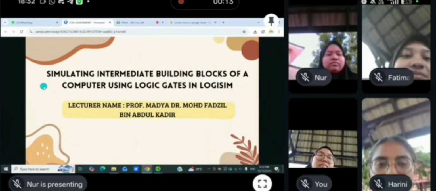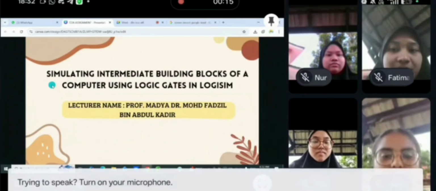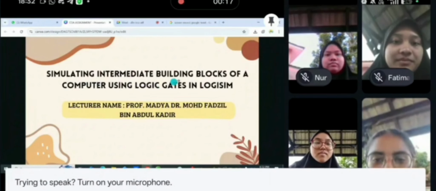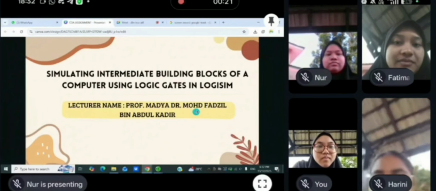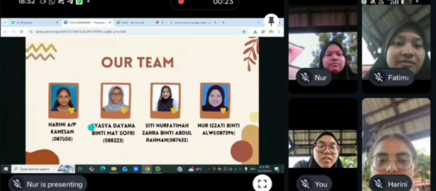Good morning, everyone. Today we are going to discuss simulating intermediate building blocks of a computer using logic gates in Logisim. Next. Our team consists of 4 people.